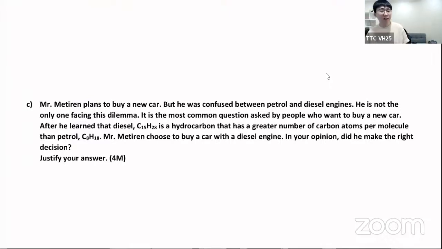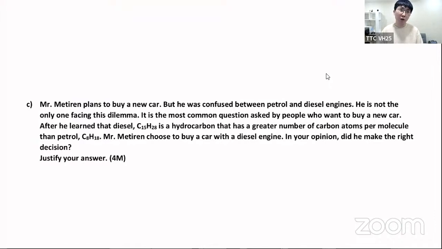So choosing diesel over petrol, is it a correct or wrong decision? Guys, usually this kind of question is very subjective. Means if you say it's correct, then you have to explain why. If you say it's wrong, then you have to explain why. So you have both ways to go through. Of course, there are benefits of choosing diesel lah. Since it has greater number of carbon, it gives you more power, but it gives you more pollution. So that's the side effect of diesel lah. Petrol gives you less power, but also lesser pollution.